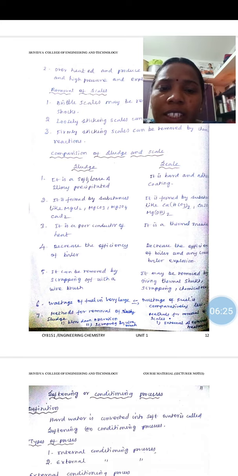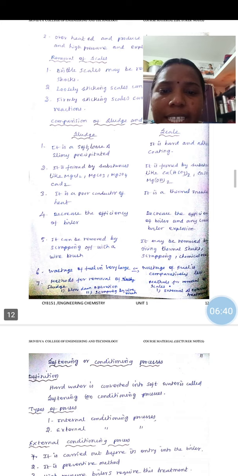Sludge is a poor conductor of heat, while scale acts as a thermal insulator. Sludge decreases the efficiency of the boiler, and scale also decreases the efficiency of the boiler and can lead to boiler explosion. Sludge can be removed by scraping with a wire brush, but scales can be removed by giving thermal shocks, scraping, or any one of the hot methods.